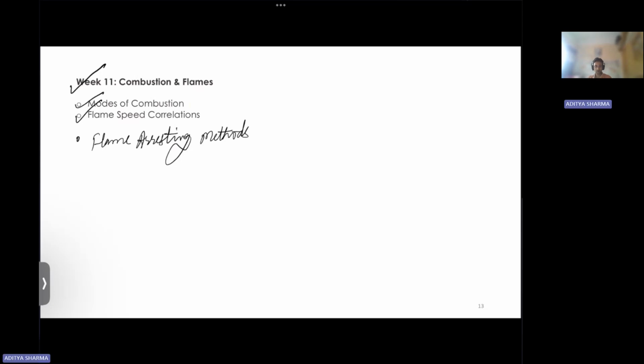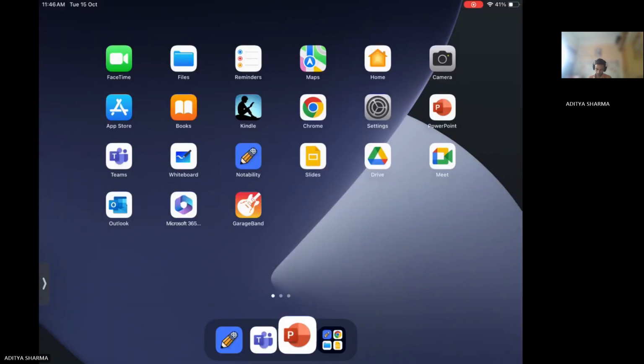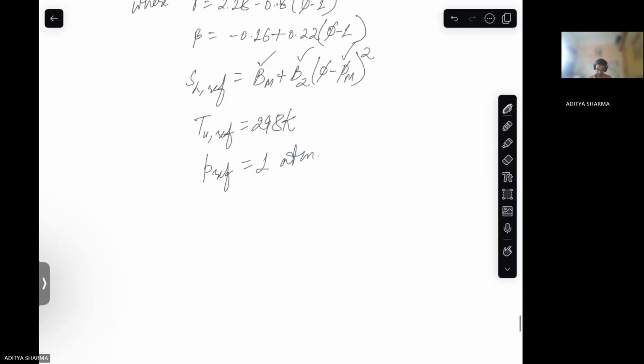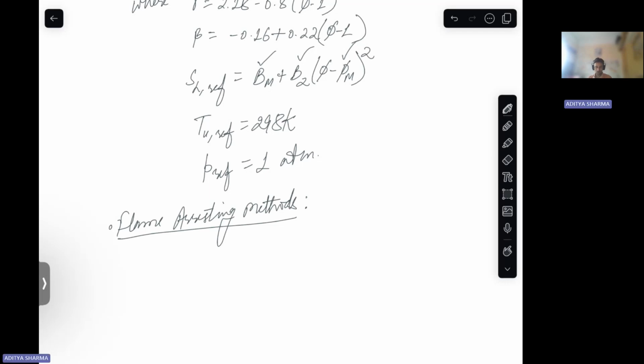Then is your flame arresting methods. Different flame arresting methods are as follows.